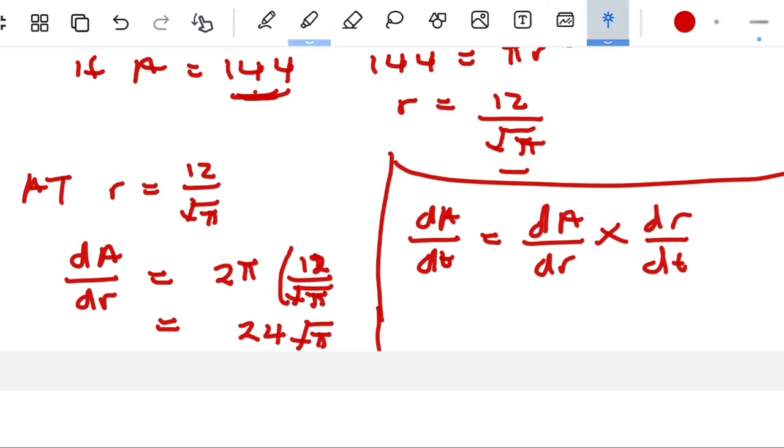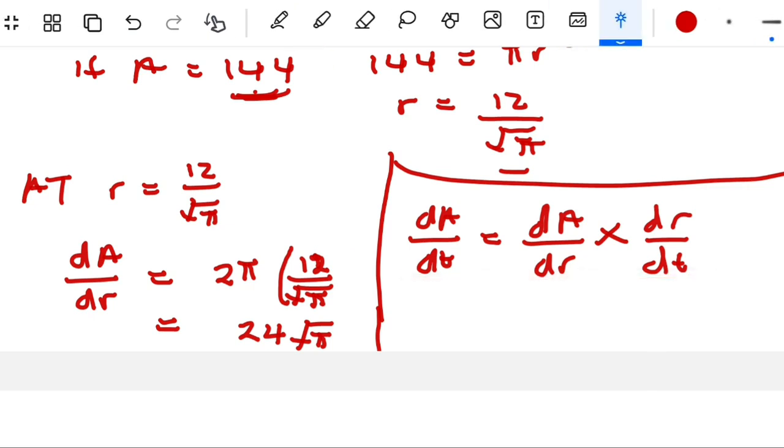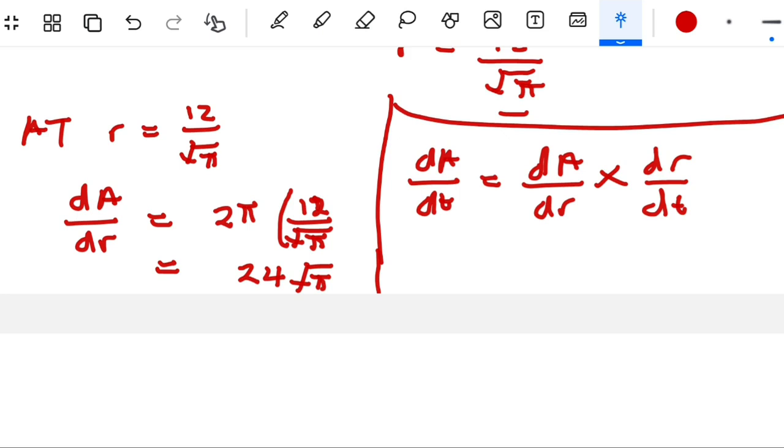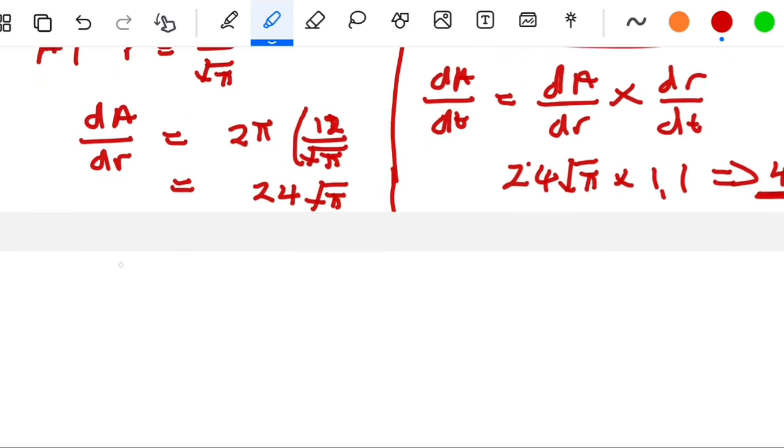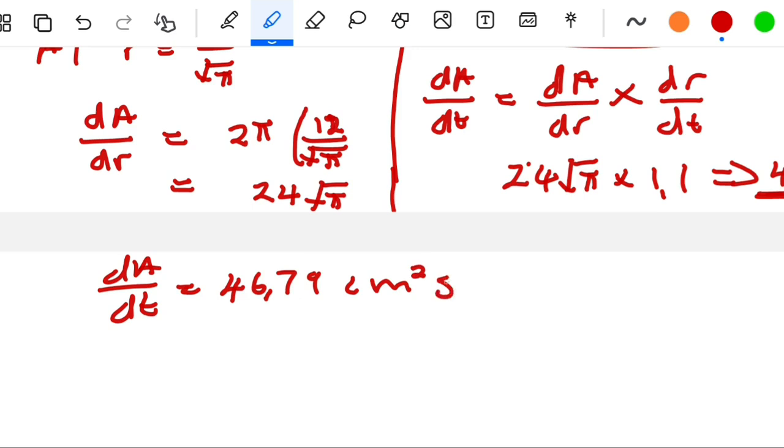So the way you make this a chain rule equation is to make sure that if you cancel here, it is going to remain the same as this one. So that's what you use there. And then what you now do is you say this one here, which is 24 root of pi, times 1.1, and it's going to give you 46.79 as our answer there. So let me write it here. dA over dt equals 46.79 square centimeters per second.